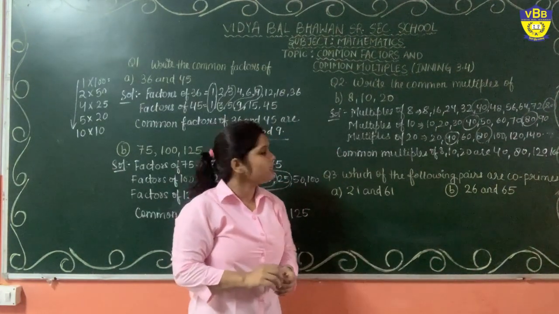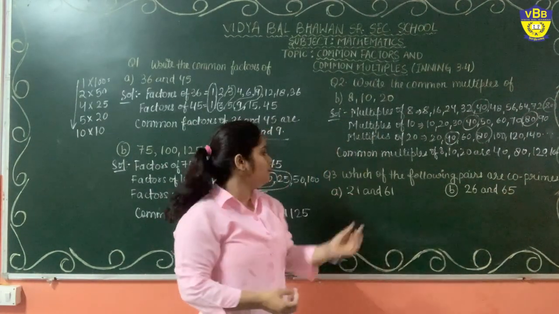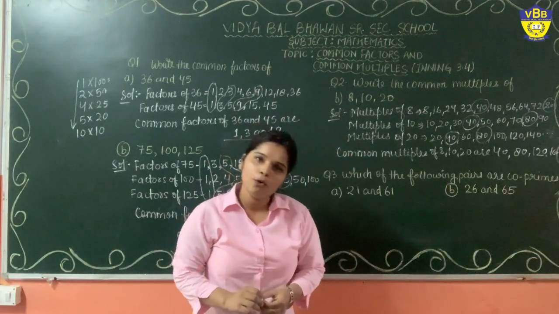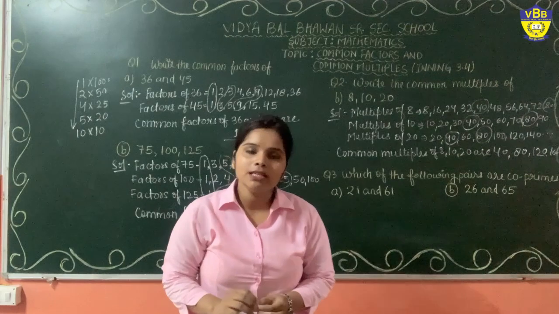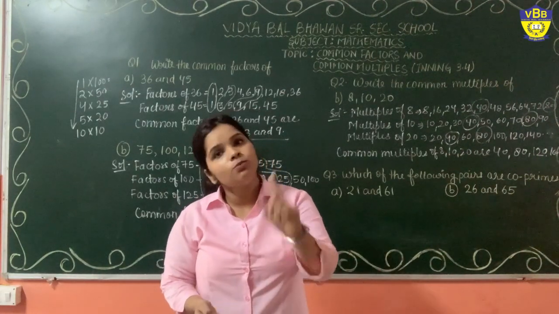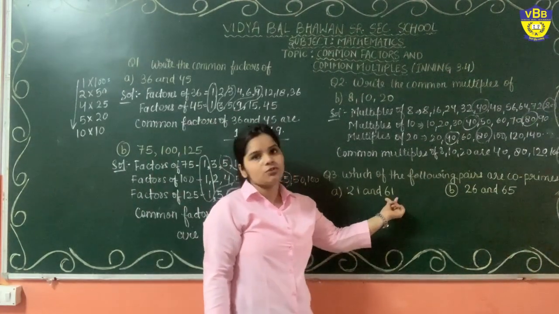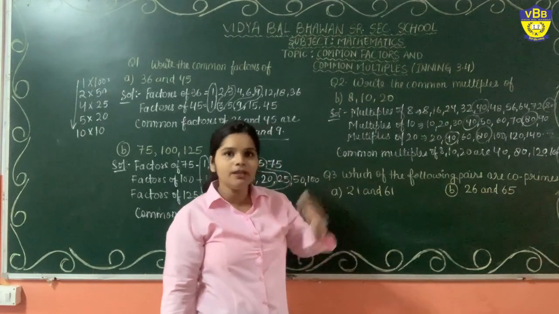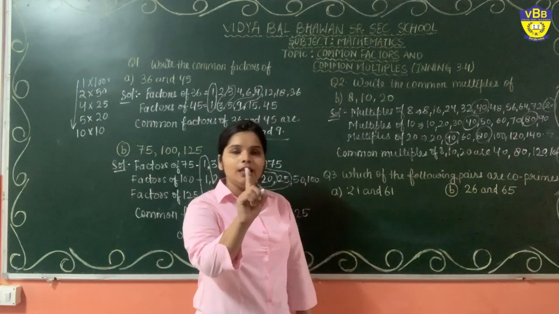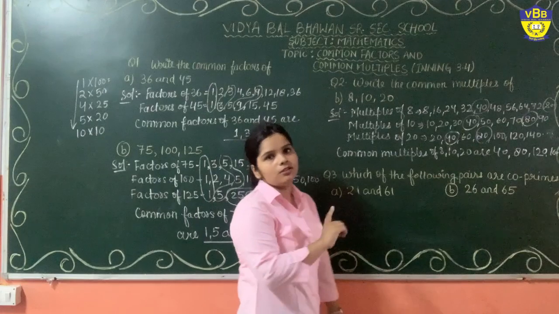Okay. Next question we have, which of the following pairs are co-prime numbers? The pairs of numbers are given here, and check which given numbers are co-prime numbers. Co-prime numbers are basically the numbers having only one common factor, that is 1 itself. When you list the factors of these 2 numbers and find the common between them, it will be 1 only. If it is 1 only, then they are co-prime, otherwise not.